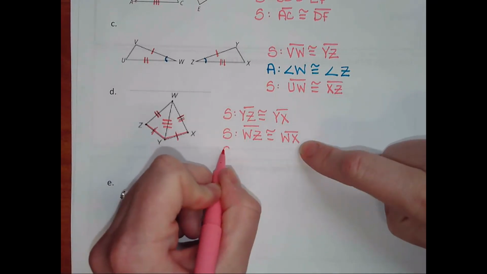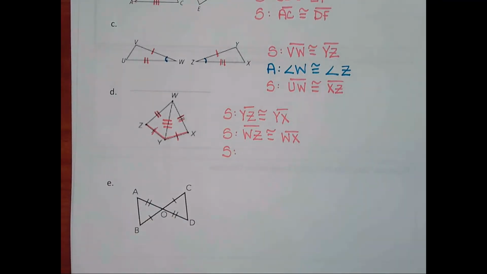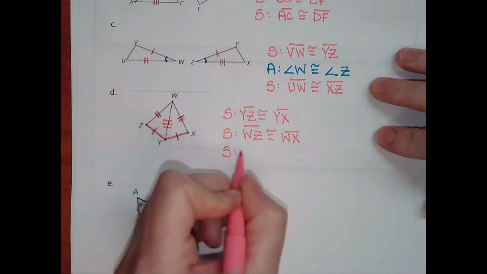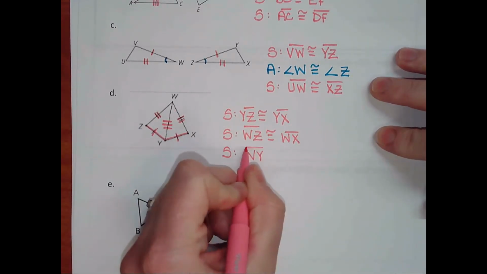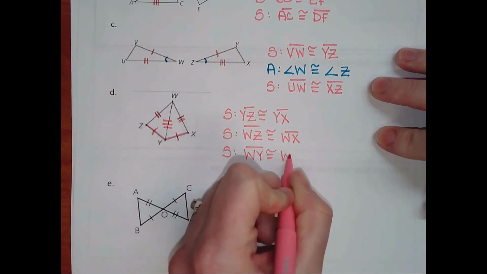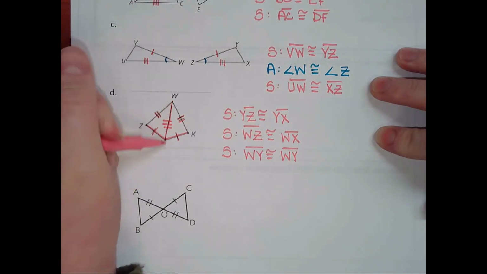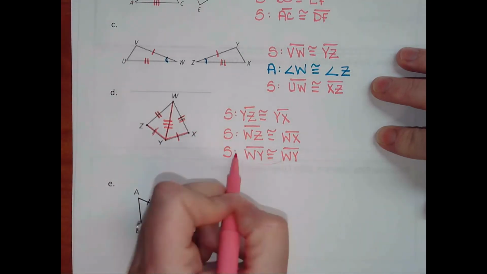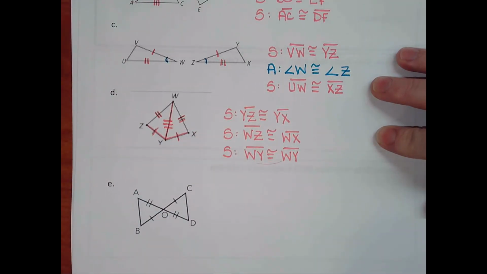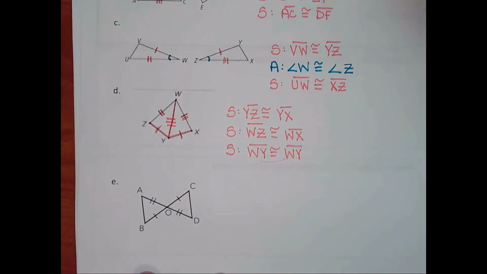So we have a side, and this is going to seem silly to you to have to put it, but I promise you that in the future, this will be a lifesaver. So this is your 3rd side, so we know that WY is congruent to WY. So whenever you have a side that your triangles share or have in common, you have to put it here. Hopefully that makes sense. You're going to see some of them today.